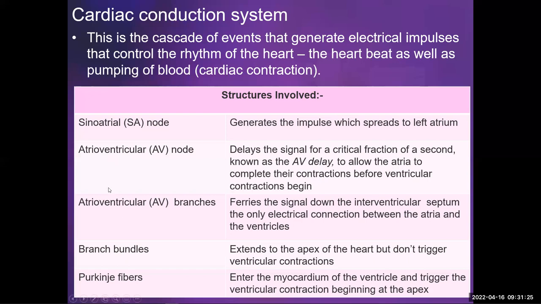All of these other things help spread it. The AV node delays the signal. Then you have the bundle branches and the Purkinje fibers. They all help with the spreading of that electrical impulse throughout the heart, such that the heart contracts all at once and then relaxes.